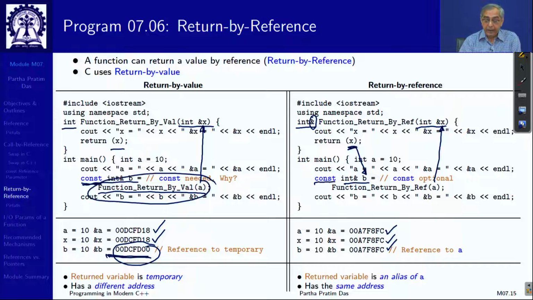In here, when I return by reference, using this const is not necessary, because this by itself is a variable. Right?